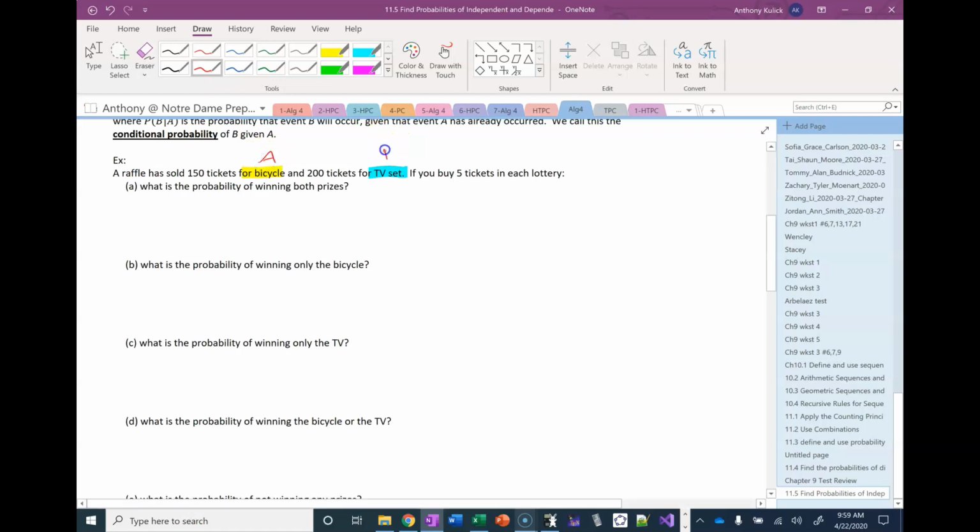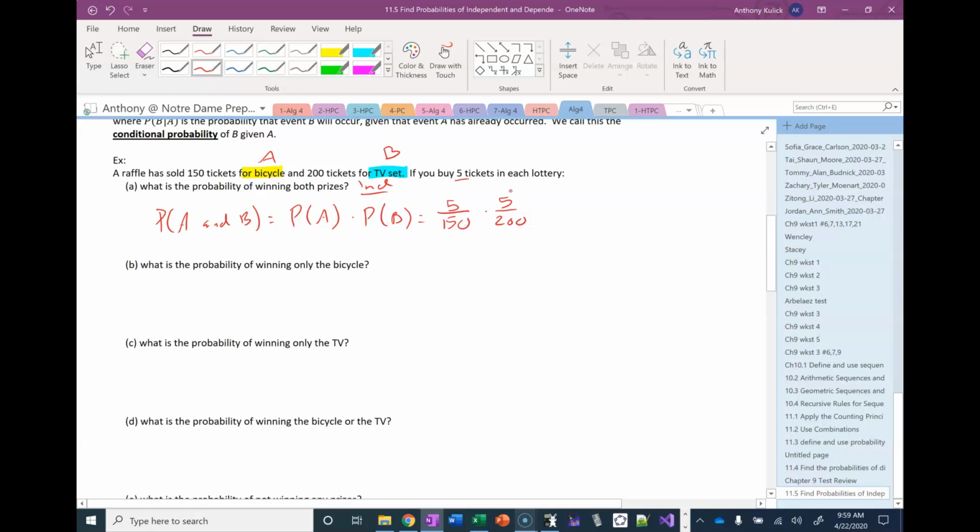So here's my event A, here's my event B. This is independent. Oops, let's write it here. So since it's independent, the probability of A and B is equal to the probability of A times the probability of B. So the probability of winning the bicycle, well, I have 5 bicycle tickets out of 150. And I have 5 TV tickets out of 200.